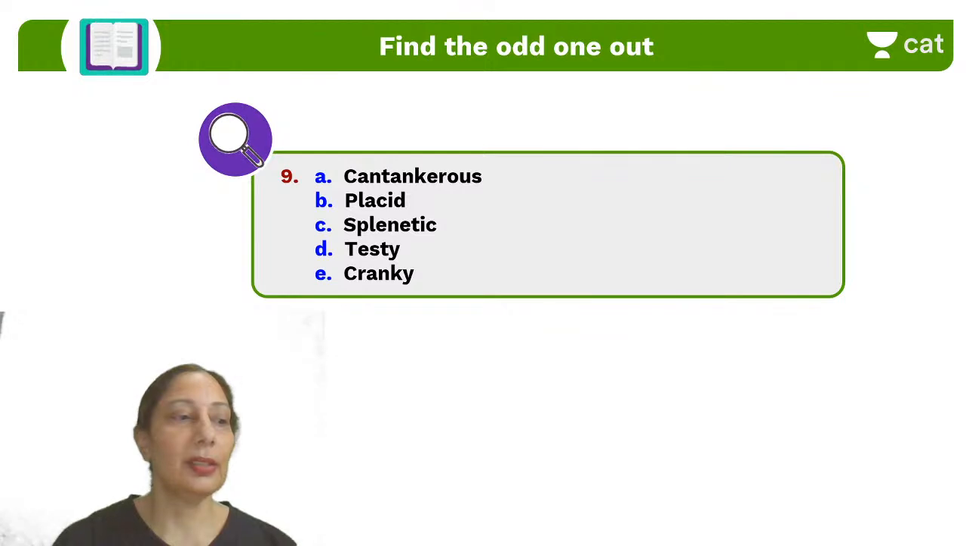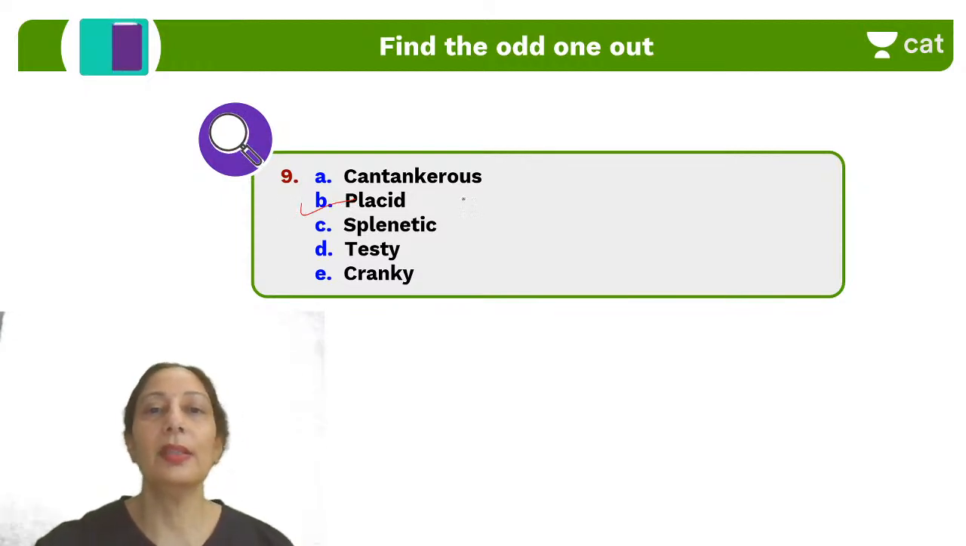Yes, cantankerous is cranky. Testy also means being very irritated. Cranky is a cranky old man or cantankerous old man, you say. So what is the answer, guys? Answer is no. Splenetic also means a person who is short-tempered. So the answer is placid. Placid is the answer, guys.